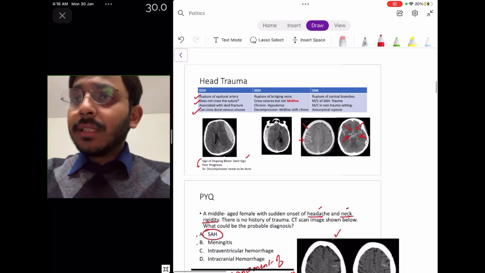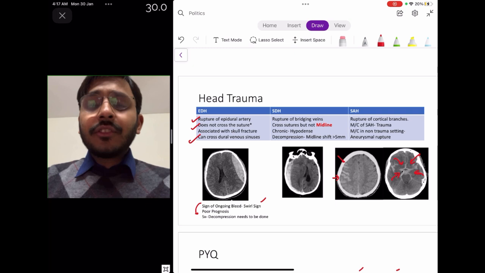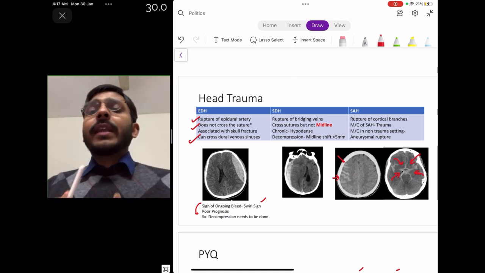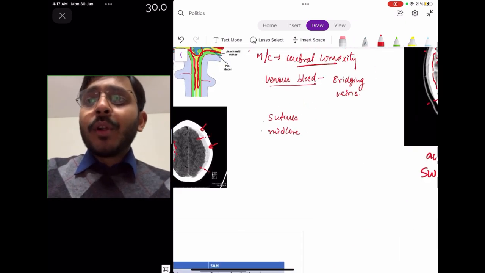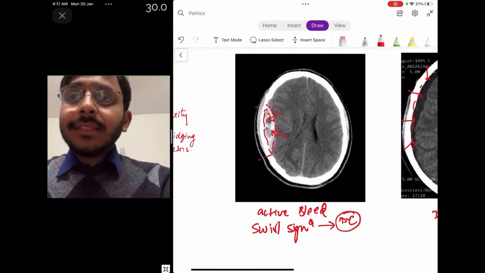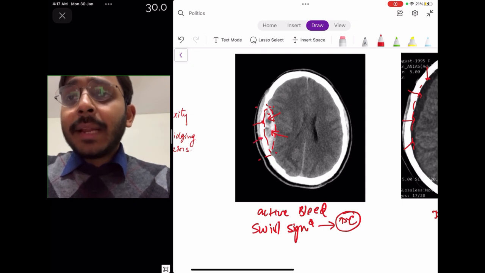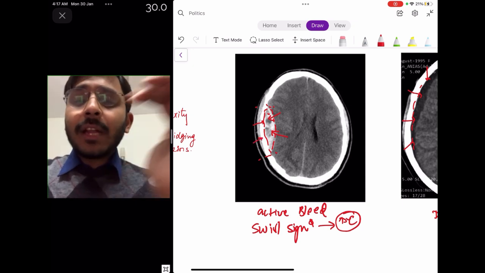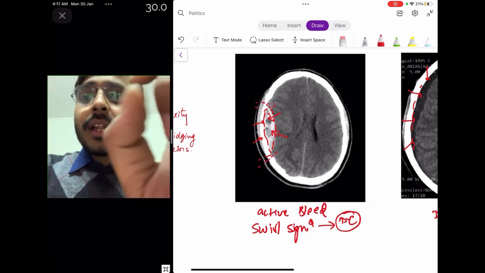So just a brief revision. As we said, EDH occurs due to rupture of meningeal arteries. It cannot cross the suture, however it can cross the dural venous sinuses and the midline. And an important point to see in EDH is that sometimes you get an image like this in which there will be some hypodense areas present within this hyperacute bleed, which is biconcave in shape and is not crossing the sutures. Okay, so what are these hypodense areas?